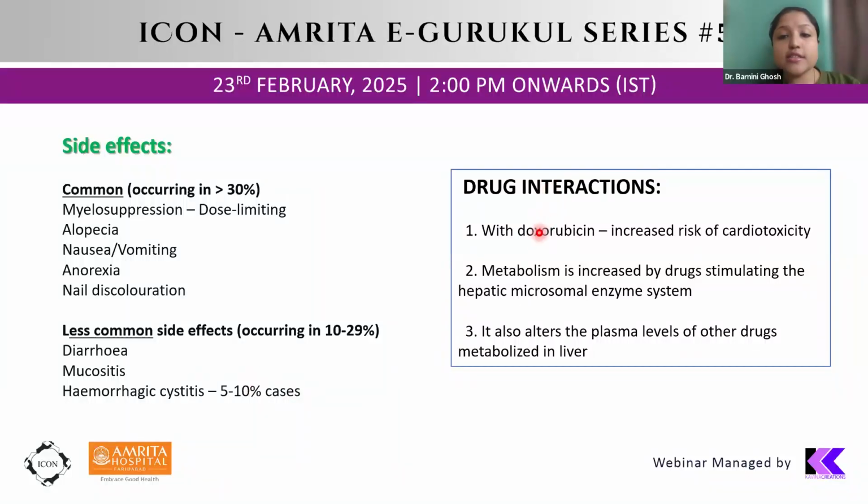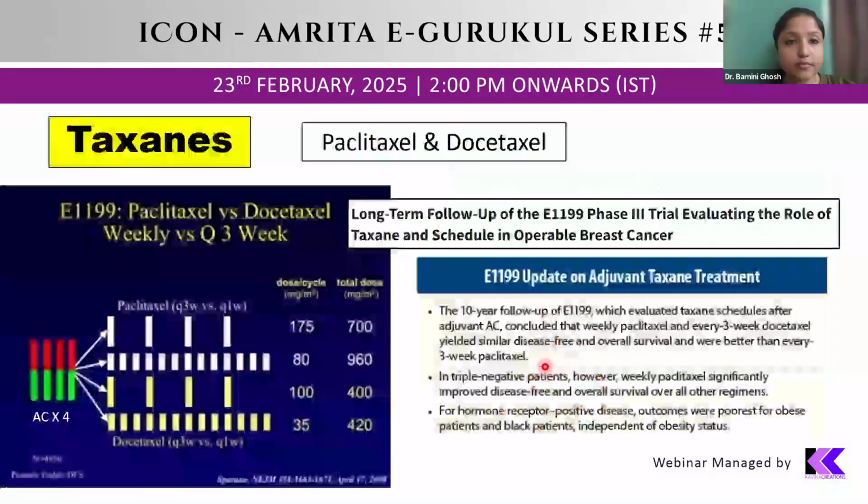Now, drug interactions: as I have already said previously, with doxorubicin, there is increased risk of cardiotoxicity. The metabolism is increased by drugs stimulating the hepatic microsomal enzyme system, as it is metabolized by that system. Also, it in turn alters the plasma level of other drugs which are metabolized in the liver.